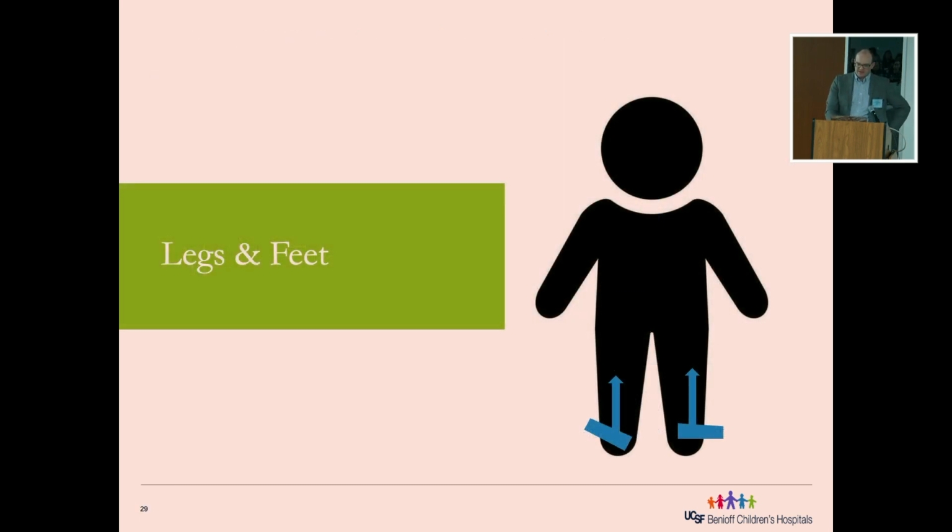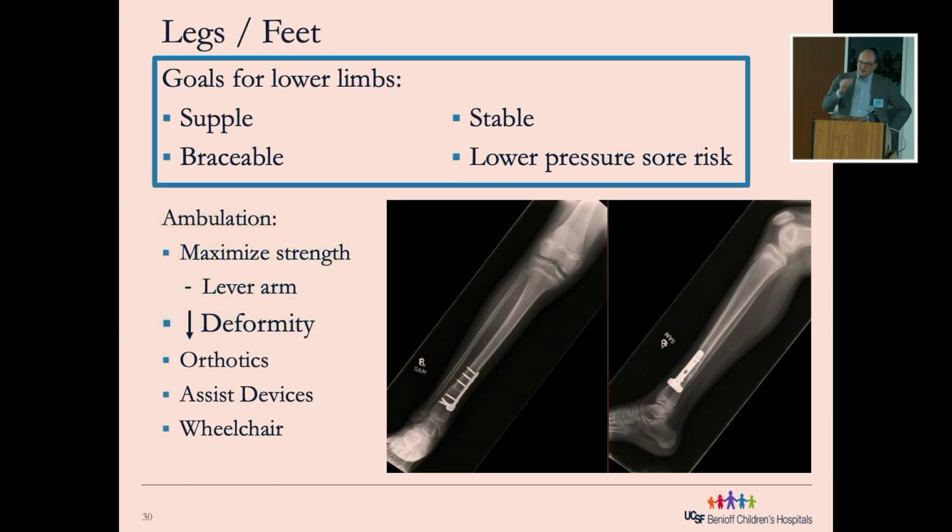So finally, legs and feet. When I think about legs and feet, there's a couple of things that I look at. I want the foot to be supple. So it should have motion, and it should be able to be positioned where we want it. It should be stable. So if they're ambulating, you want that foot to be able to support them and provide some strength. That strength may be bracing, so therefore having a braceable foot. If it is stiff, it's over-pulling in one direction and it's leading to pressure sores, those are things that I really worry about.